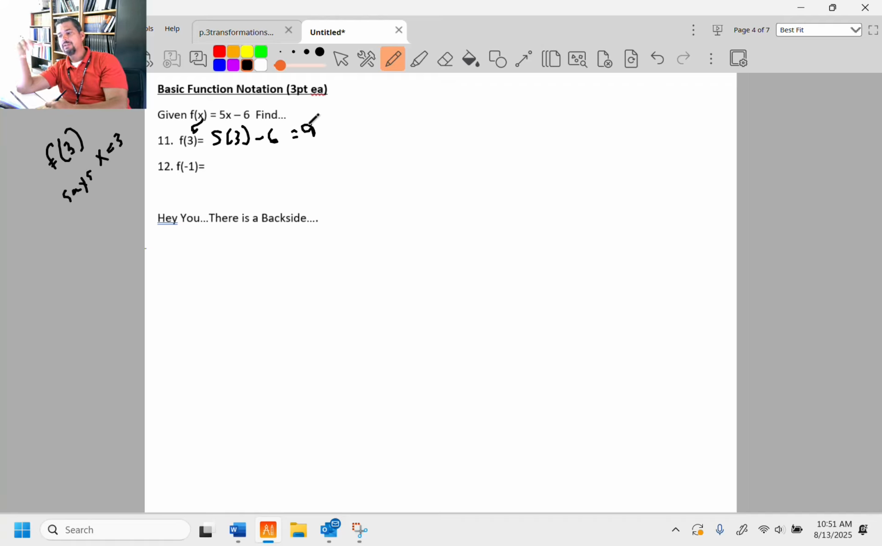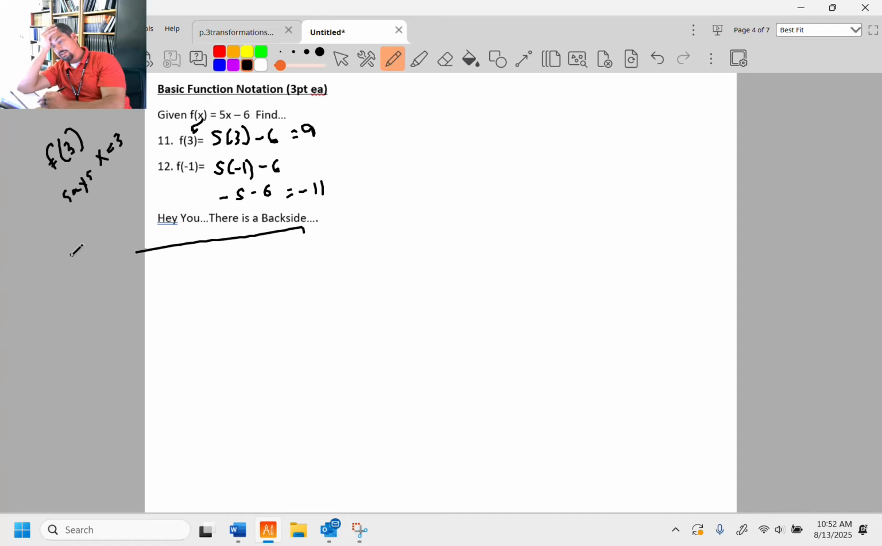F of negative 1 says that x has been replaced with a negative 1. So 5 times a negative 1 minus a 6. And you'll see a lot of kids miss this. Because what are we doing? We're taking something away from a negative. And the number of mistakes kids make with things like this. But anyway, I know that that's negative 11.